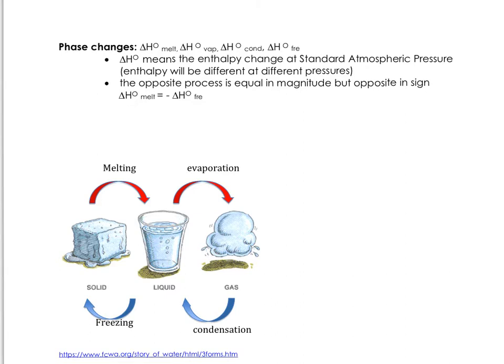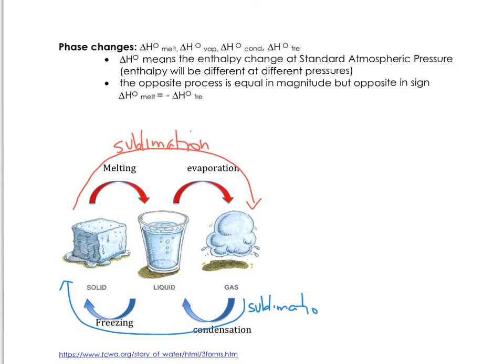So there's one extra step that's not shown here, and that is going from a solid to a gas, and that is sublimation. And it also occurs on the other side, going from a gas to a solid, and that is also called sublimation. So this is change of states.